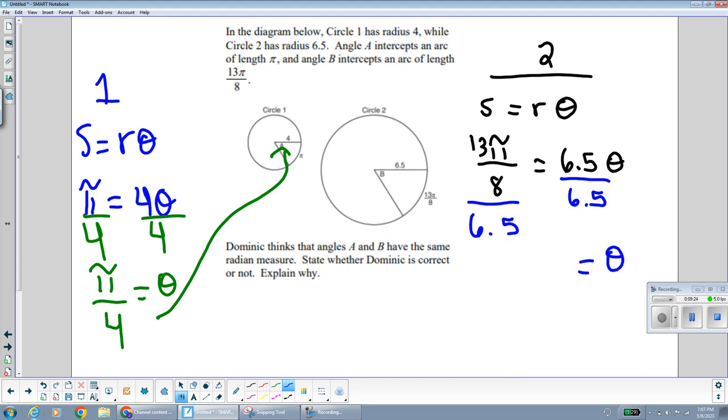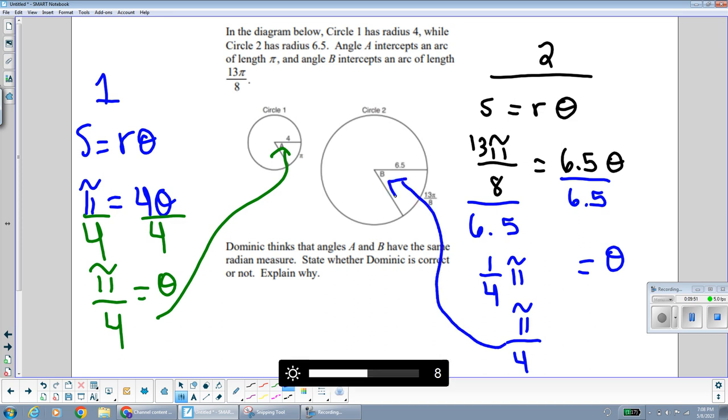Now in my calculator, I'm going to divide those numbers because else this is going to get really complicated. 13 over 8, and then I'm going to hit divide by 6.5. And look what I got. I got 0.25 or 1 over 4 pi. And that's the same thing as pi over 4 since pi is in the numerator. So Dominic is correct. They do both have the same angle measurement. So both of the angles here were the same. So Dominic was correct. Okay.